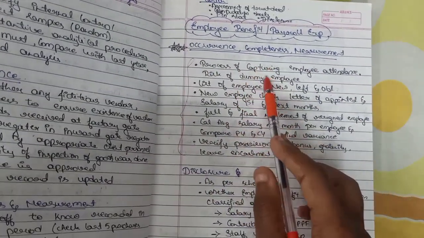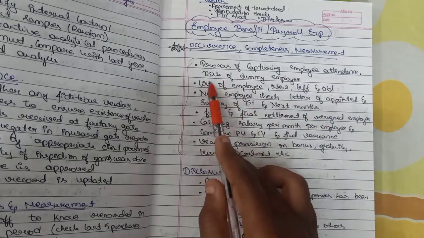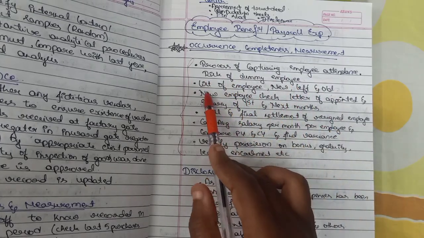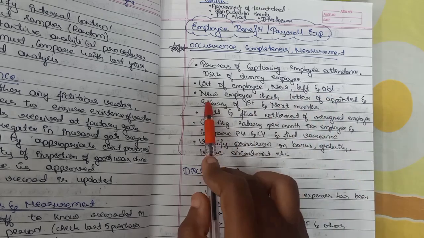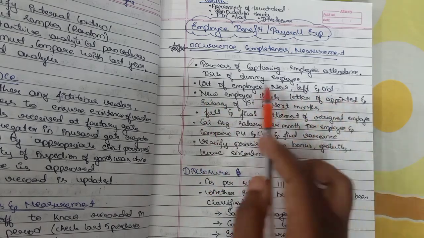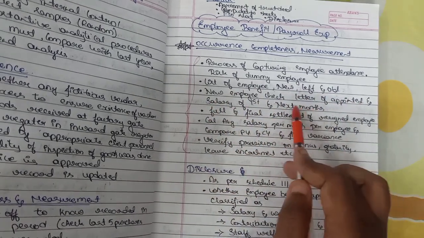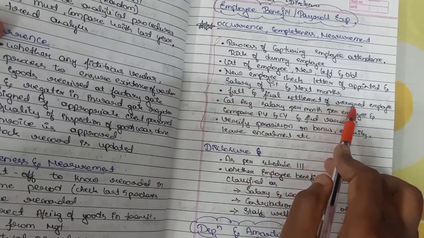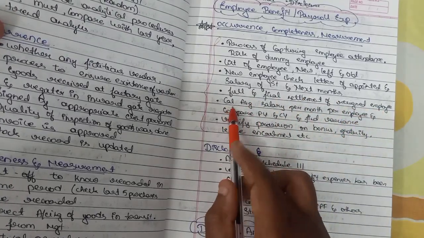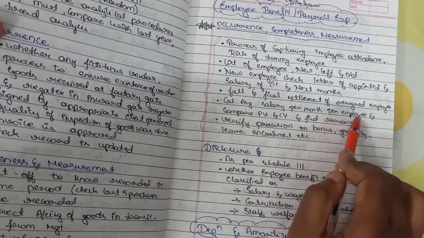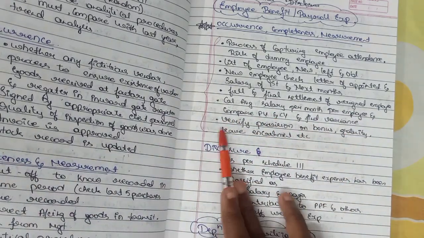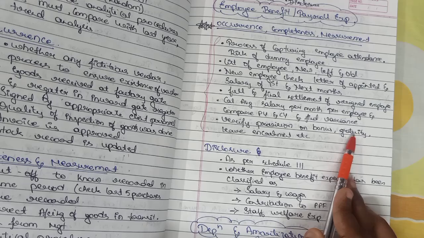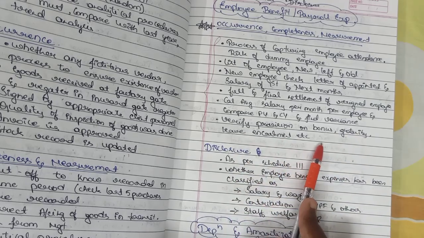That is the process of computing employee attendance, risk of dummy employee, list of employees, new, left and old. For new employees, check letter of appointment and salary of first and next month; full and final settlement of resigned employees. Calculate average salary per month per employee, compare previous year and current year and find variance. Verify provision on bonus, gratuity, leave encashment, etc.